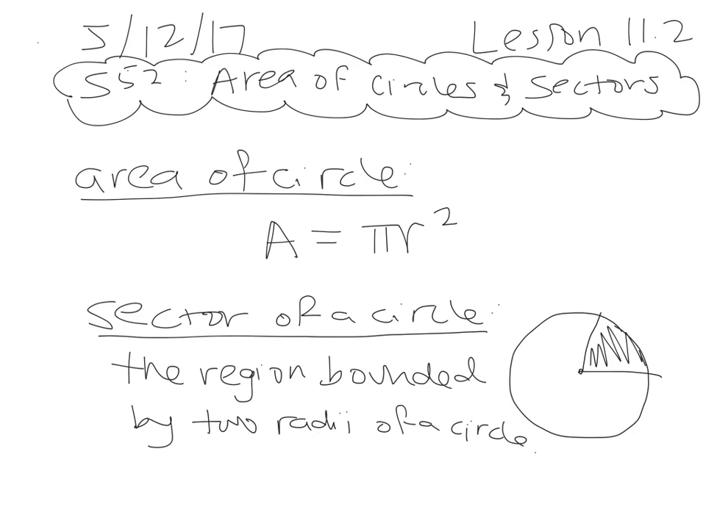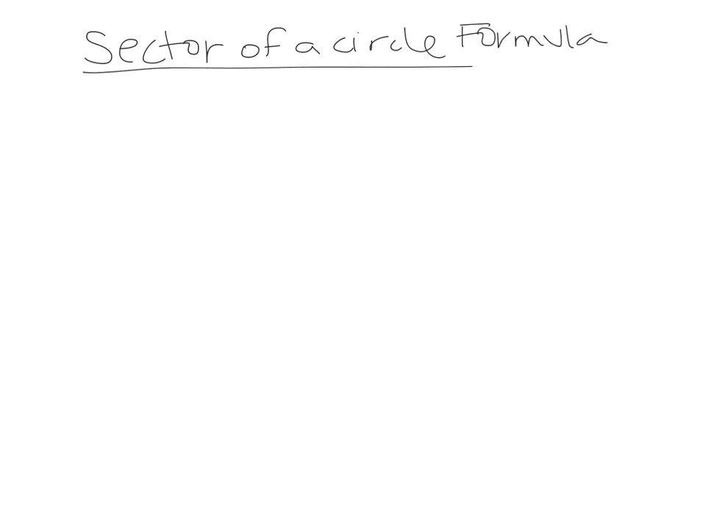So our goal this section is to figure out how to find a sector's area. So like I said at the beginning, it's going to be just like the idea from yesterday. So I'm going to say sector of a circle formula. And it is also going to just be a proportion. And it's exactly the same, one of the ratios is exactly the same as yesterday's arc length.